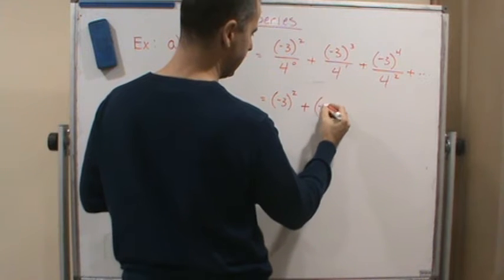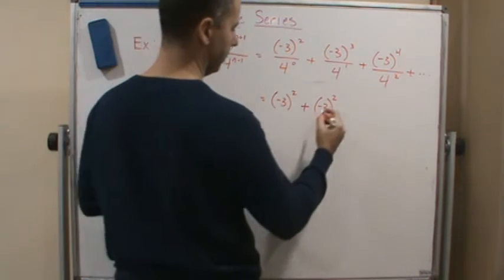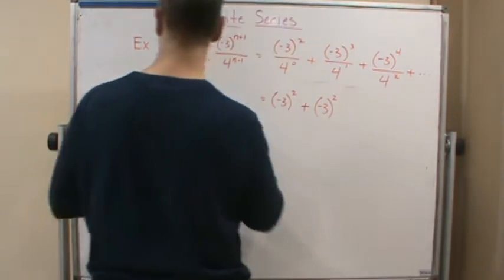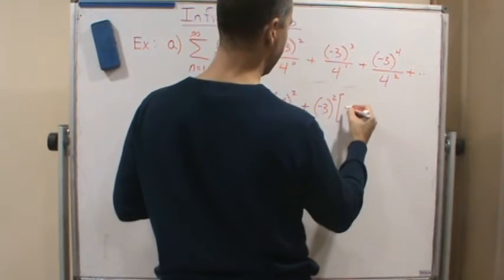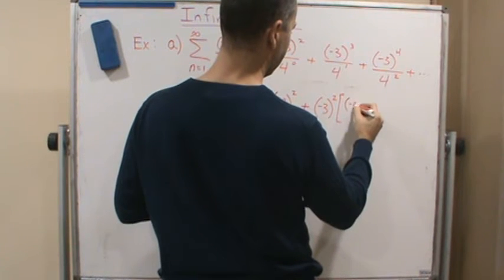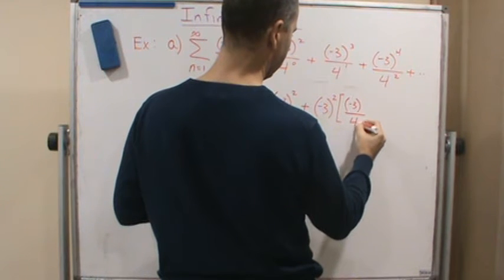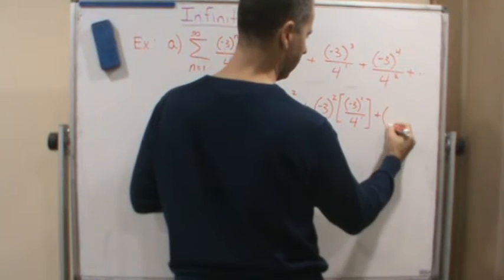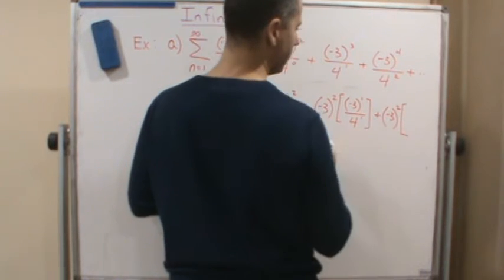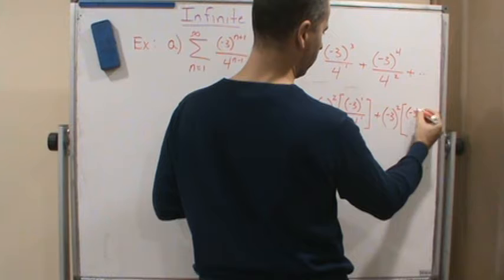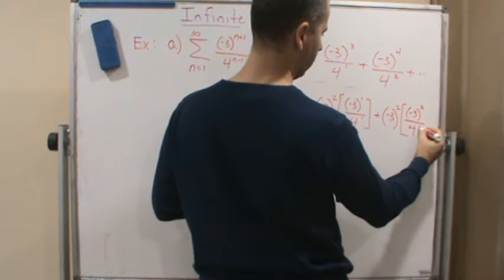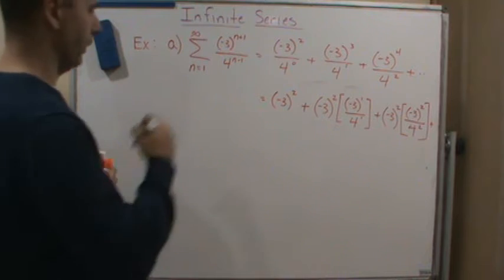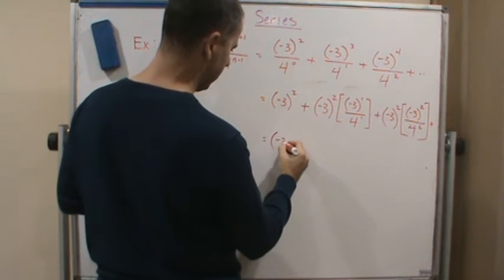Plus, and then I'm going to write this as negative 3 squared times negative 3 over 4, so there we go, like that, plus negative 3 squared times negative 3 squared over 4 squared.